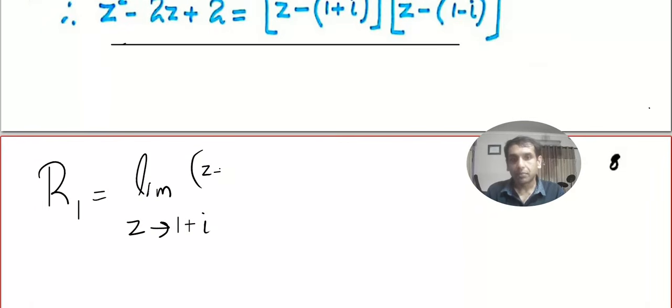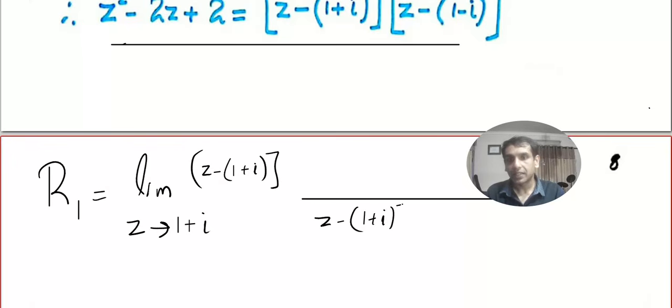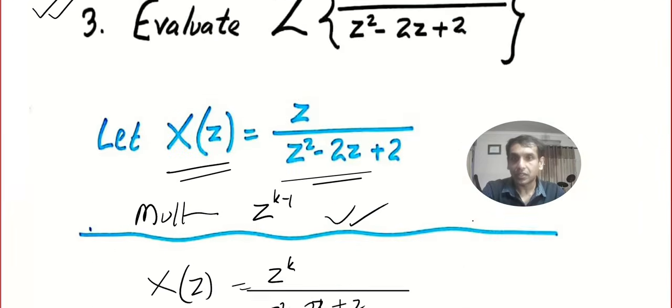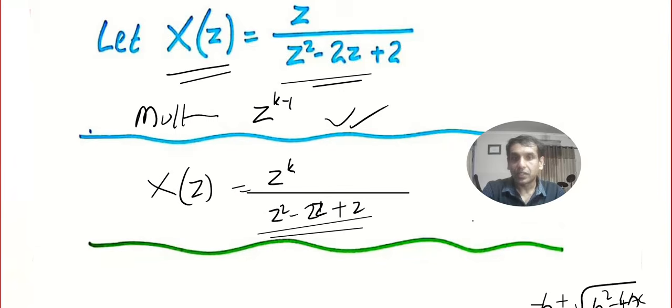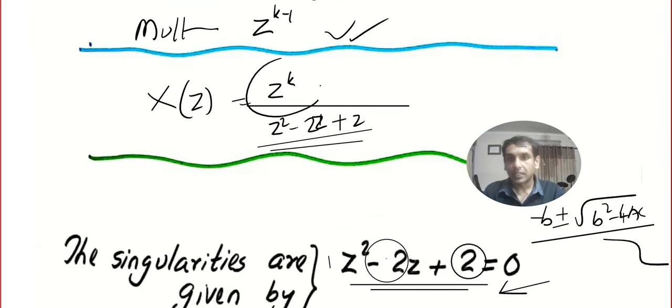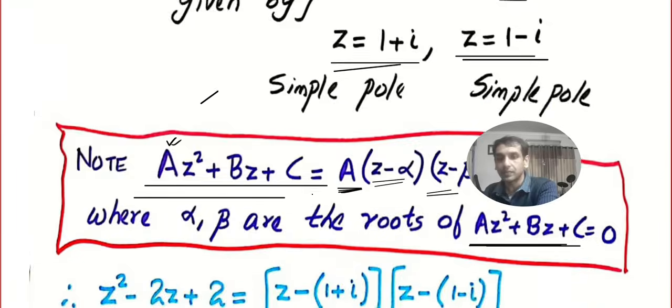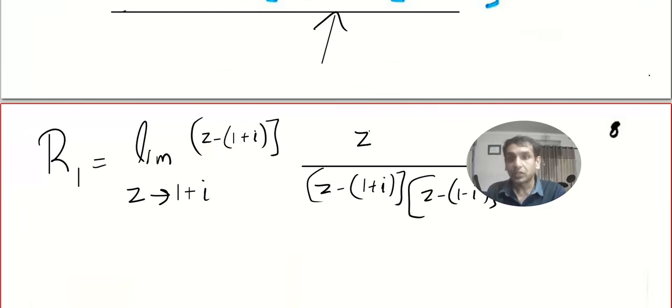And z minus bracket 1 plus i. We already know the denominator, z minus 1 plus i. You can also see this here. z minus 1 minus i. Now let me go and check the numerator. What's the numerator? The numerator is, yeah, z power k, because I multiplied both sides by z power k minus 1. So the numerator is going to be z power k. So this will get cancelled.